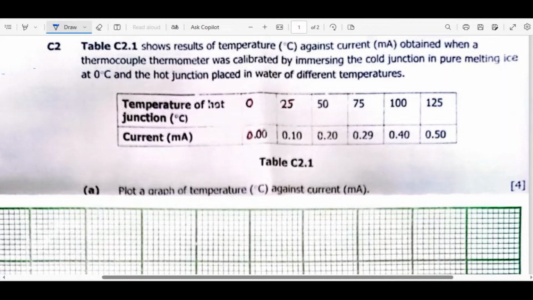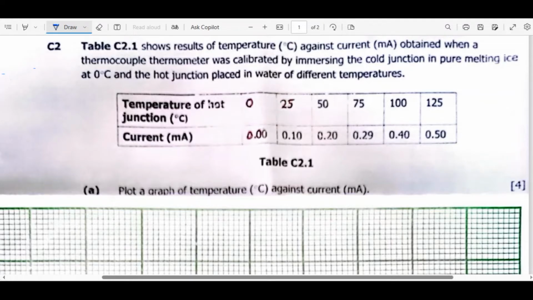Now question 2 reads: Table C2.1 shows results of temperature in degrees Celsius against current in milliamps obtained when a thermocouple thermometer was calibrated by immersing the cold junction in pure melting ice at 0 degrees Celsius and the hot junction placed in water of different temperatures. So according to our table, the table is showing us the values that were gotten as the hot junction was placed in different temperatures.